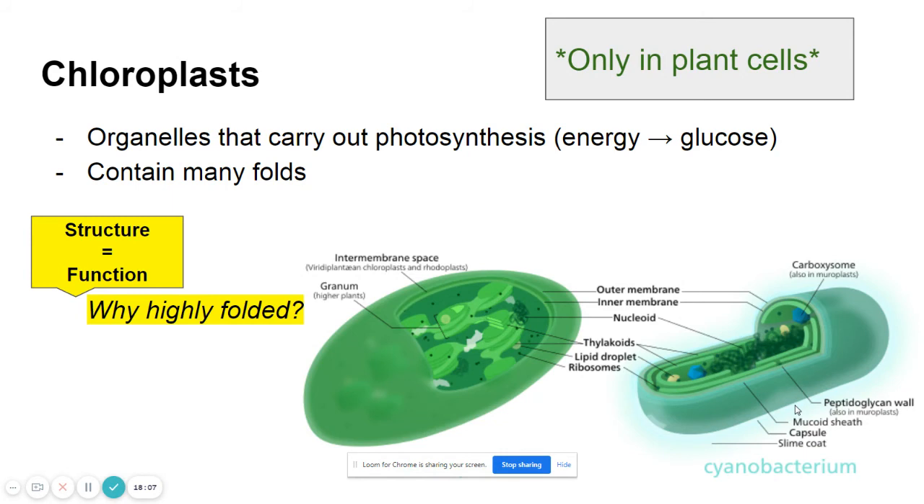Notice how the chloroplast, again, is folded and it has multiple layers, multiple membranes. Why is that? To increase surface area for making more sugar, making more food for the plant.